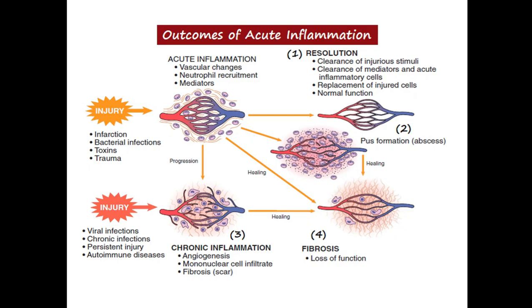or it may lead to excessive injury or pus formation, and sometimes if the injurious agent is resistant, for example the viral infections, chronic infections like tuberculosis, and if there is persistent injury, repeated exposure of the healthy tissue to inflammatory triggers, and if the inflammatory reaction is inappropriately directed, for example as we discussed in autoimmune diseases, what will happen is that acute inflammation will progress into chronic inflammation.